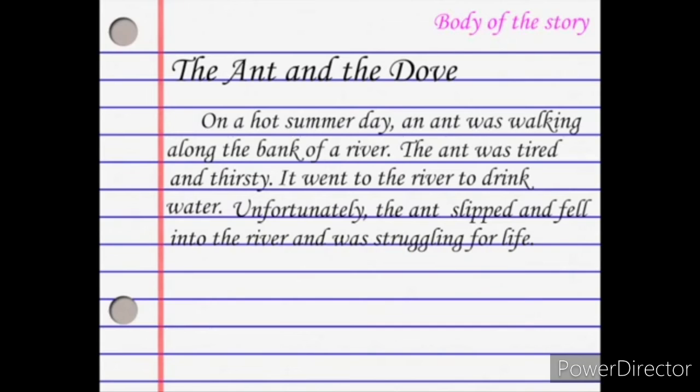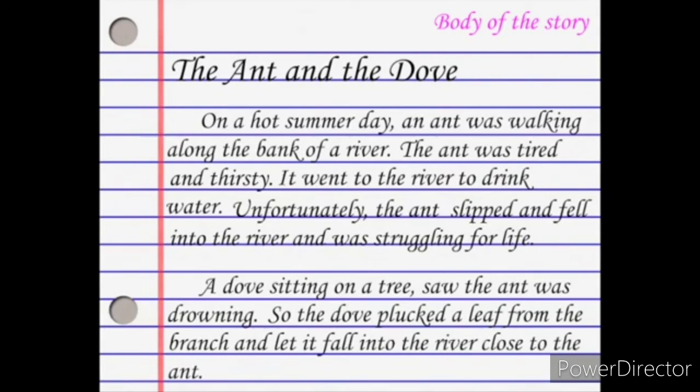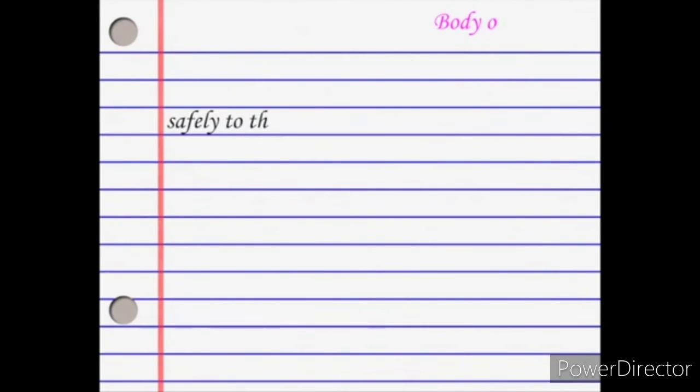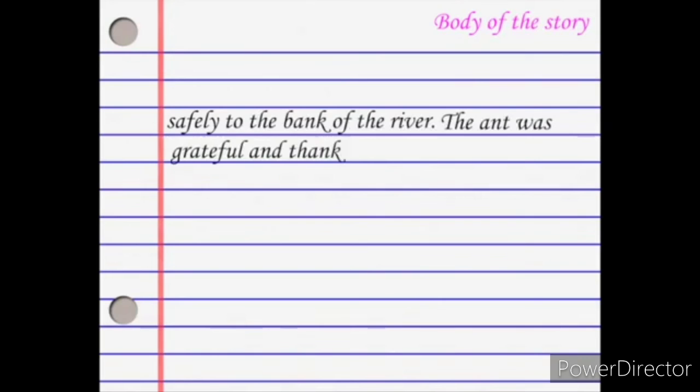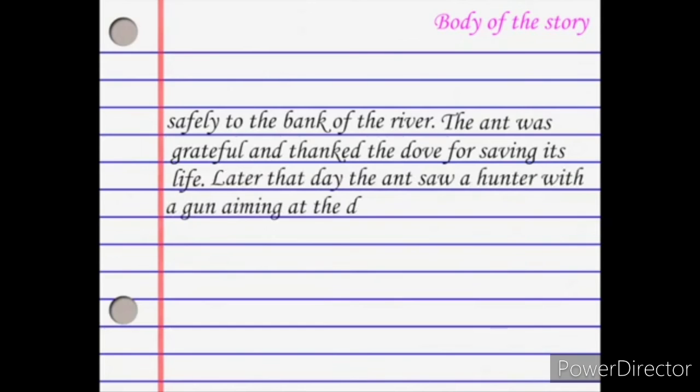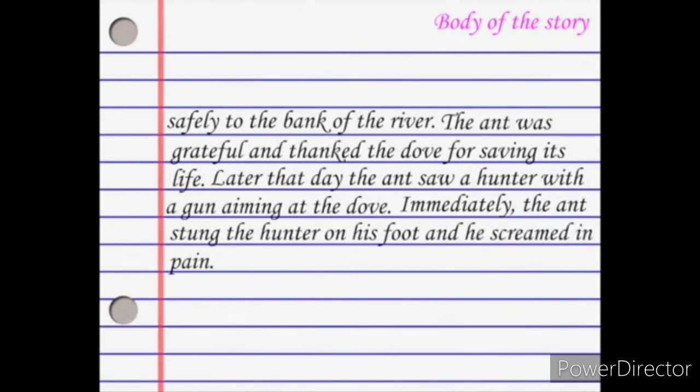Now let us write the body of the story. A dove sitting on a tree saw the ant was drowning. So the dove plucked a leaf from the branch and let it fall into the river close to the ant. The ant climbed on the leaf and floated safely to the bank of the river. The ant was grateful and thanked the dove for saving its life. Later that day, the ant saw a hunter with a gun aiming at the dove. Immediately, the ant stung the hunter on his foot and he screamed in pain. Hearing the noise, the dove flew away.